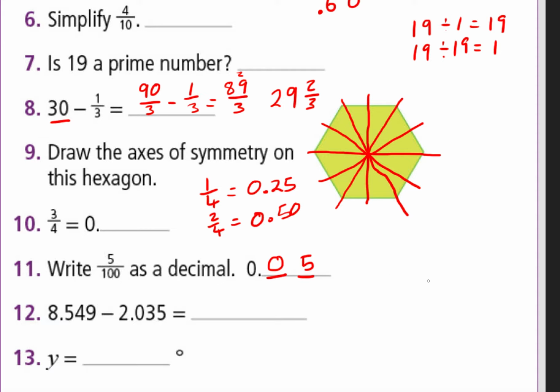Number 12, all we have to do is write these on top of each other and keep the units over the units and tenths over the tenths and so on. So 8.549, take away 2.035, and if we do it like that, we're guaranteed to get the right answer.